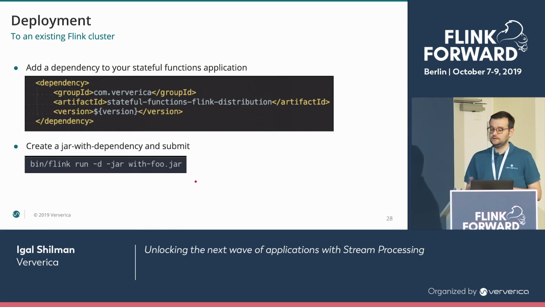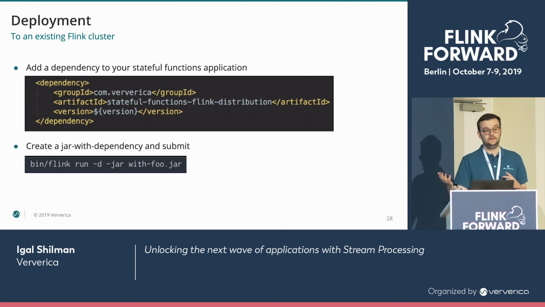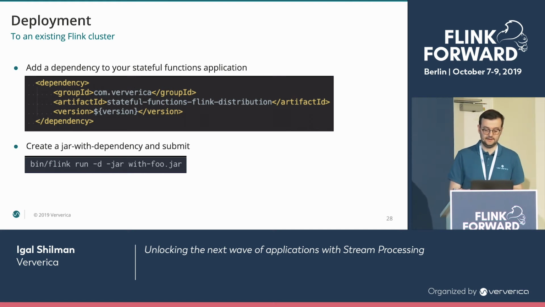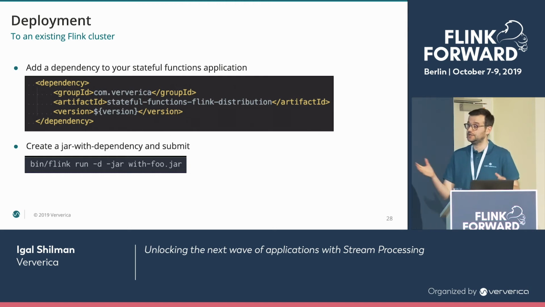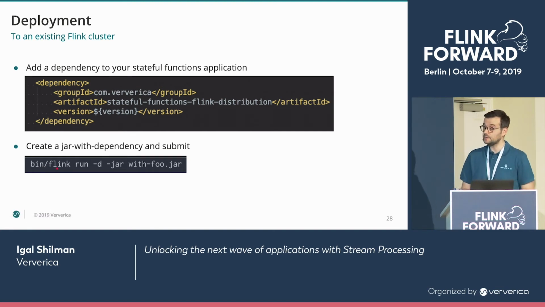There's another way of launching it. If you have a Flink deployment at the moment, you basically create an Uber jar, a fat jar, and you add that dependency there, and you're good to go. You can submit it with the command line, with the Flink CLI tool.